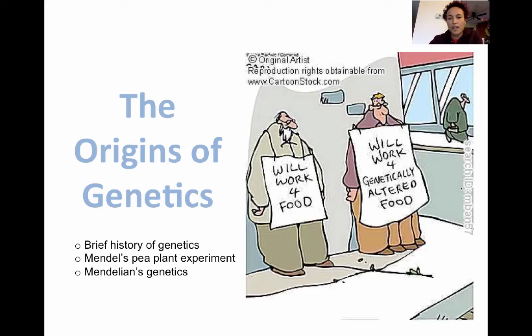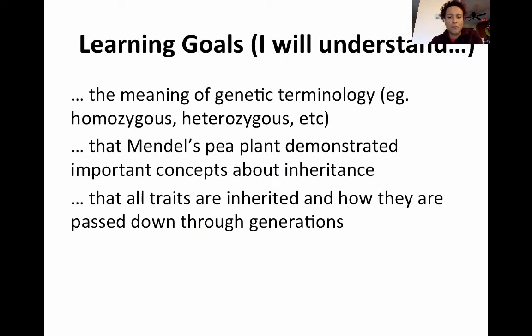Hey everyone, so we're going to get into how we connect those gametes that we've talked about in meiosis to inheritance and how those genes actually get passed along today. So take a moment, look at the learning goals so you have an idea of what to focus on for this lesson, and then press play when you're ready to continue.